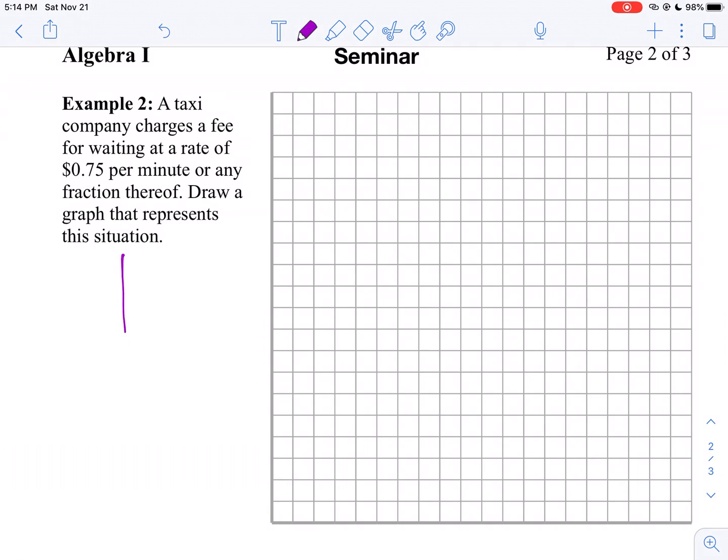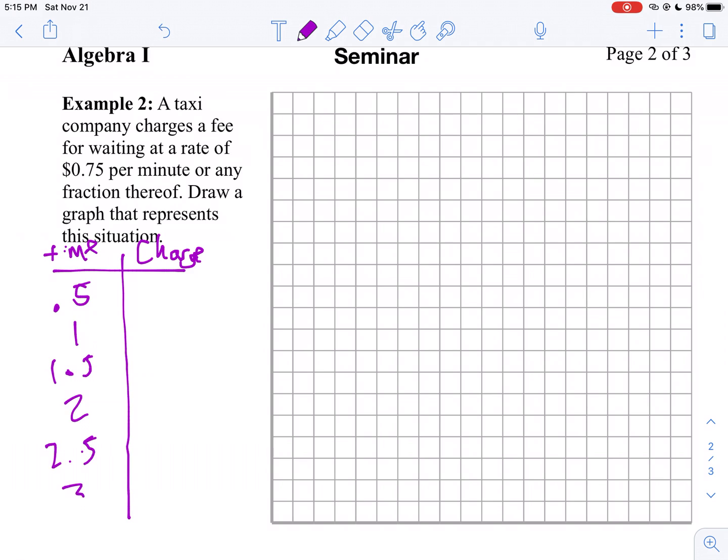Let's make a table. So what I'm going to put here is I'm going to compare my time to my charge. And I think I'll put in some decimals here so we can understand. I'm going to count by half minute. So I'm going to go 1/2 minute, 1 minute, 1.5 minutes, 2 minutes, 2.5 minutes, 3 minutes. I think I get the idea after that.